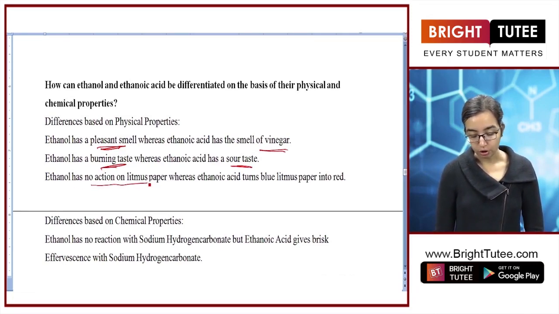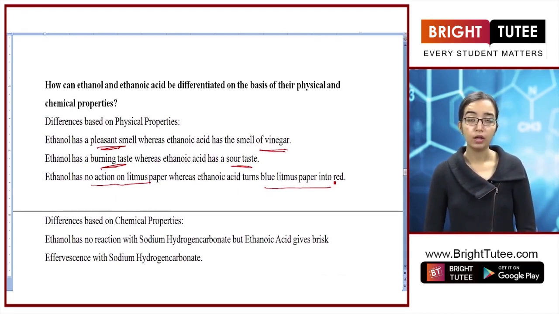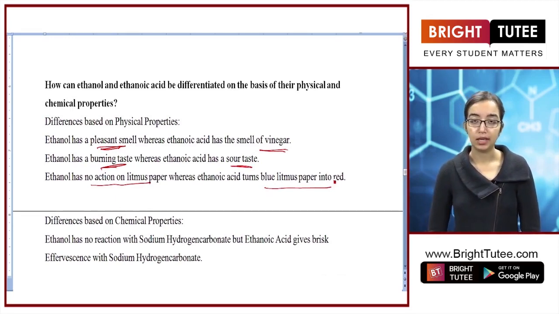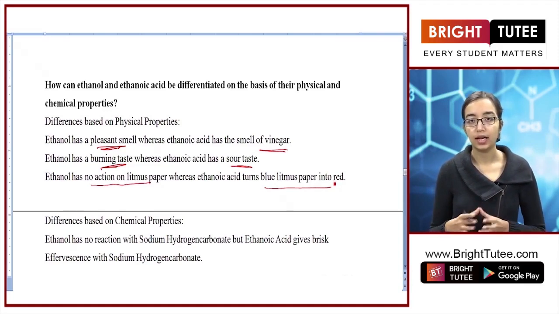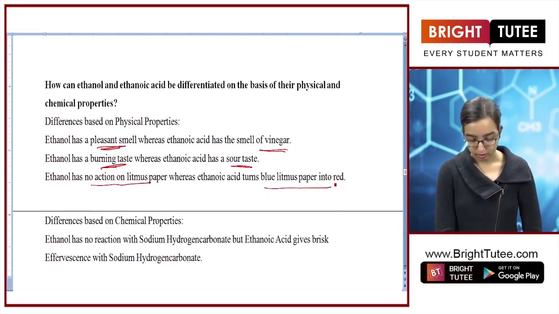Ethanol has no action on the litmus paper because it's an alcohol, whereas ethanoic acid would turn blue litmus red because it is acidic in nature. Other than that, you could also talk about the difference in their melting point and boiling point. So, these are the differences on which you can differentiate between ethanol and ethanoic acid.